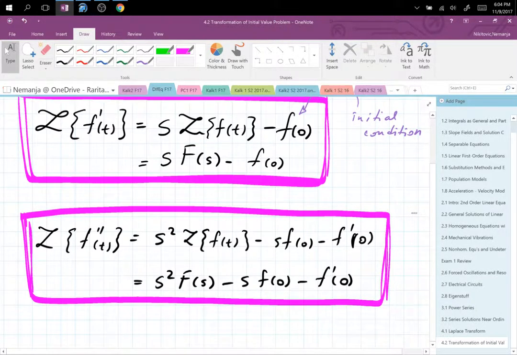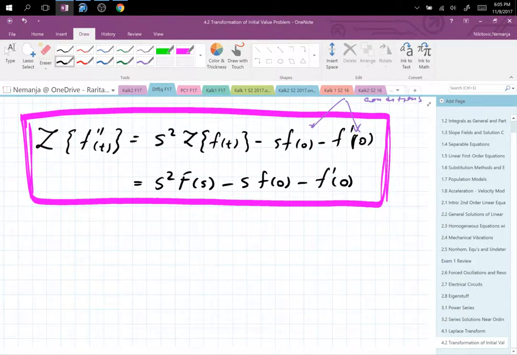Now, in general, some of you might want to learn just the general case. But maybe I should also point out before I do that, initial conditions. Second order better have two initial conditions, so you have spots where to plug them in.